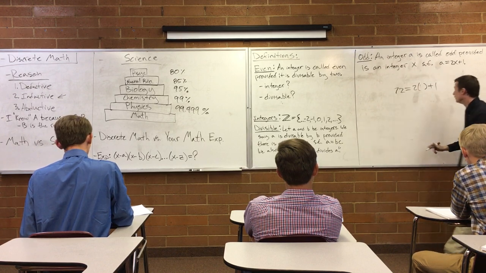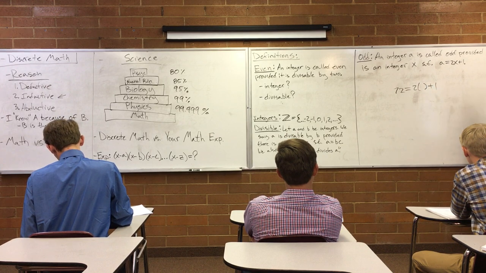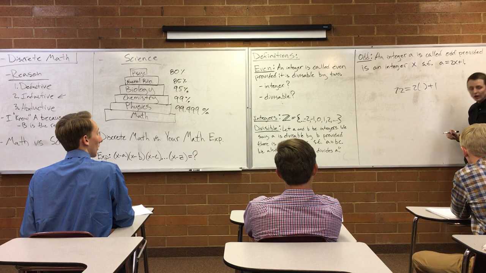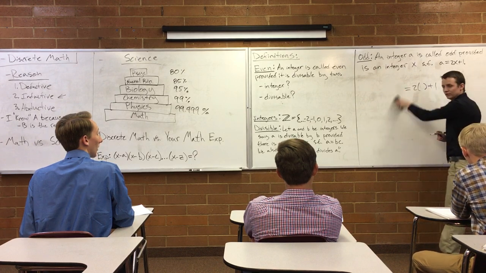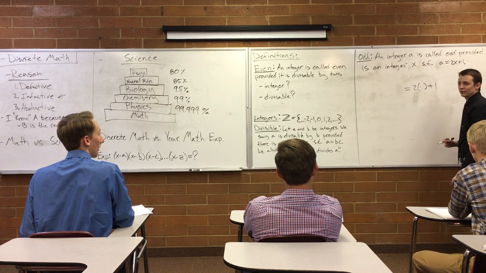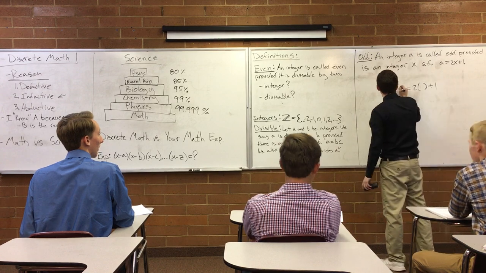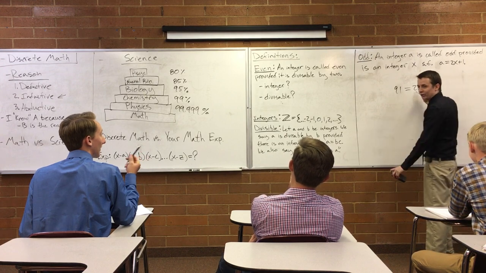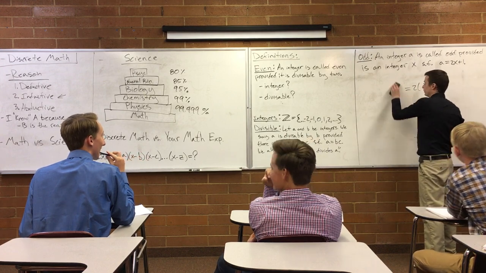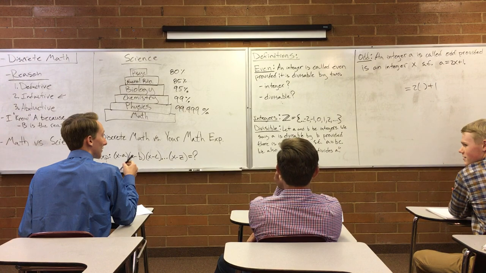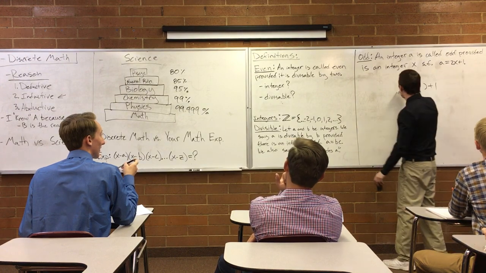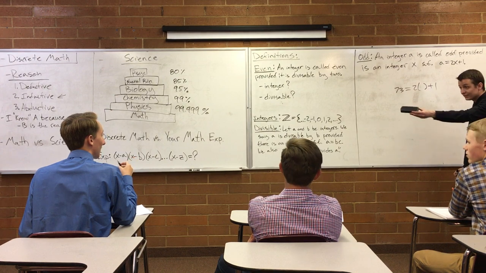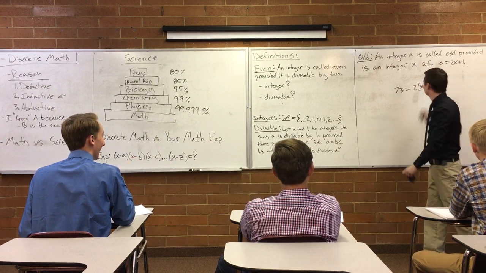72. What's the number I can plug in there to get 72? It's even. There isn't one, so it must not be odd. Give me another odd. 91. What's the number I can plug in? 45! Holy cow, come on! What's another one? 73. 73, and what's the number? 36. 36, thank you.